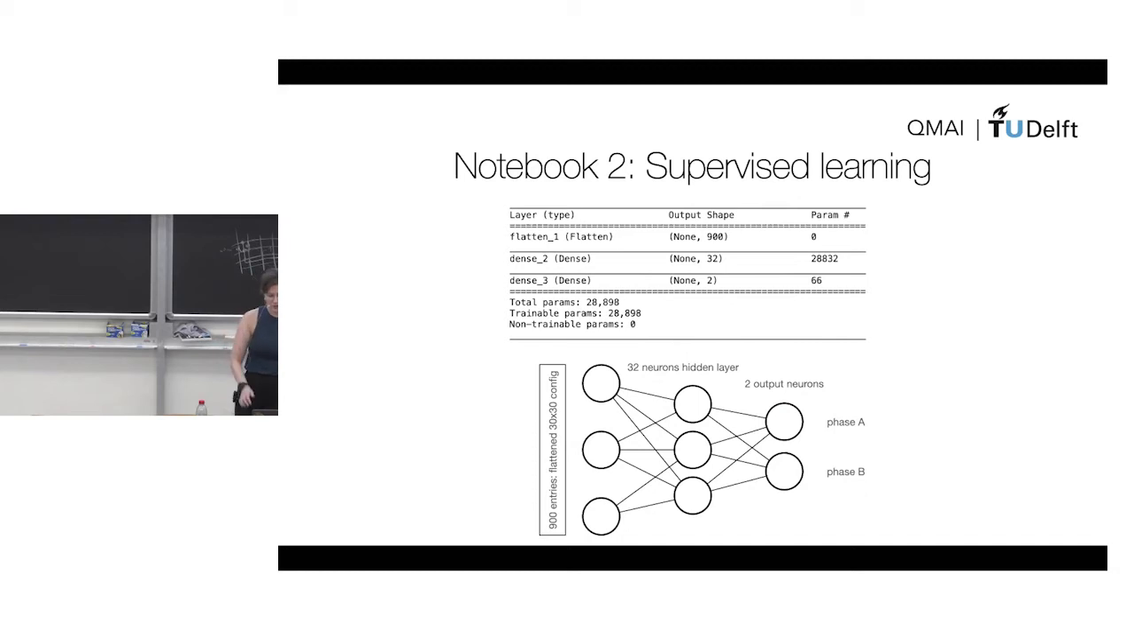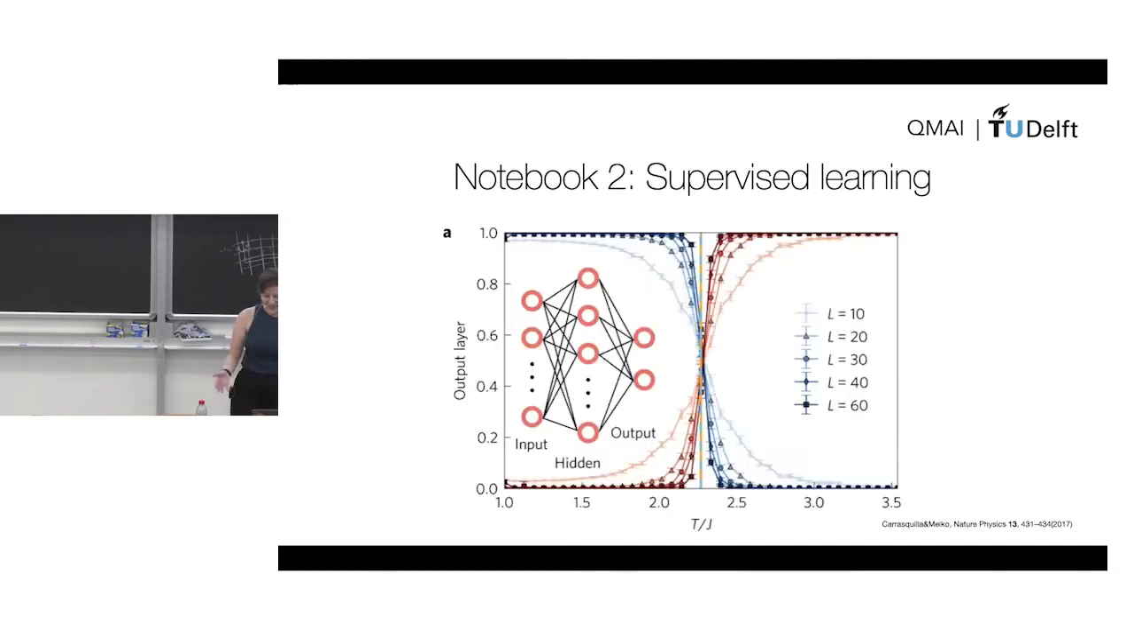I just put 32 neurons in the notebook, you do what you will. But again, in 2017, this was the first time anyone used a neural network to predict these things. So this is the Carrasquilla-Melko paper.